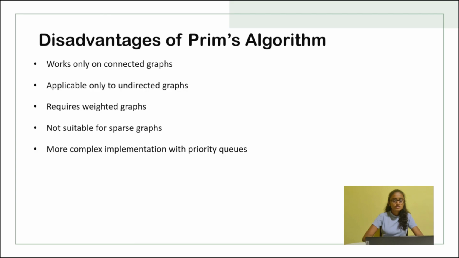Next one, not suitable for sparse graph. Slower than Kruskal's algorithm when the number of edges is small. Next one, more complex implementation with priority queues. Optimized version needs advanced data structure.